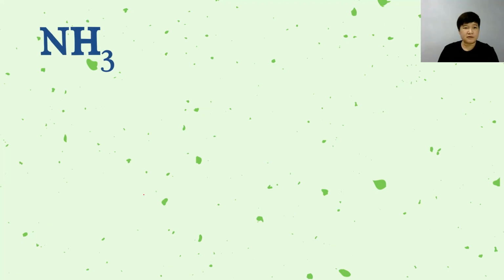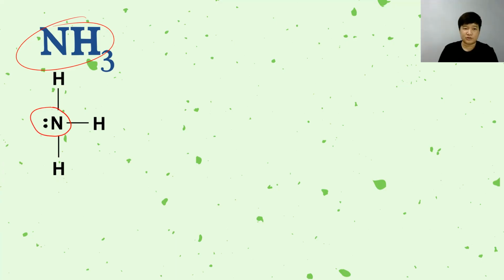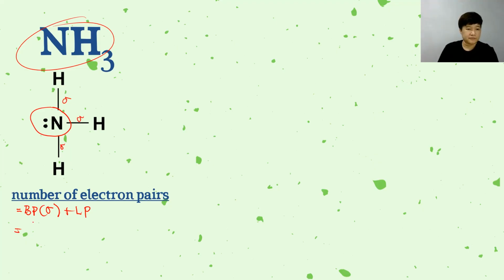The next example, ammonia. And the Lewis structure of ammonia given is this. Pay attention to your central atom. There is a lone pair. So first step, still the same. Calculate the number of electron pair. Still the same formula that we use. And over here, the bonding pair is 3: sigma, sigma, sigma. And your lone pair is 1. And the number of electron pairs total will be 4.